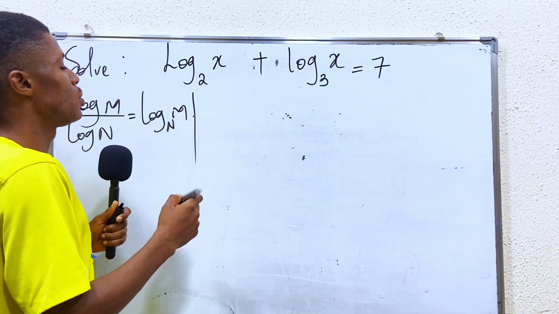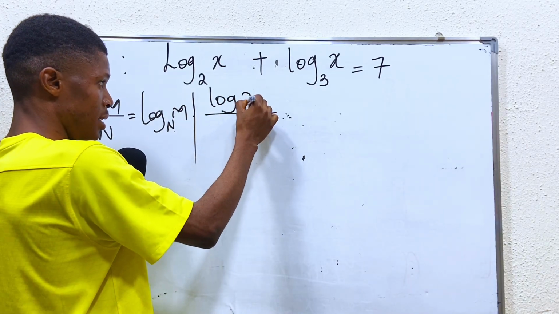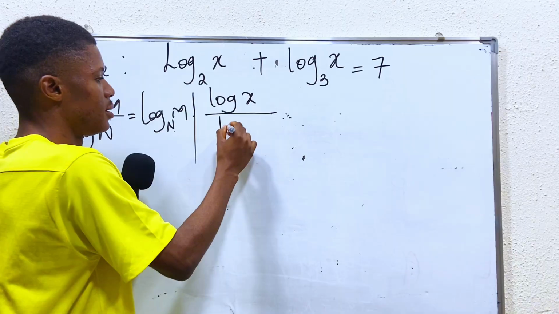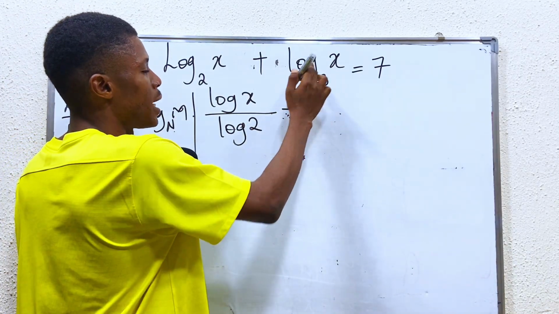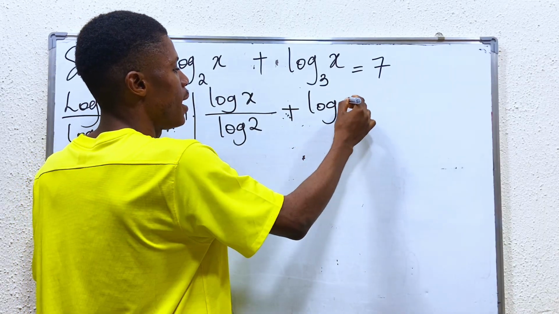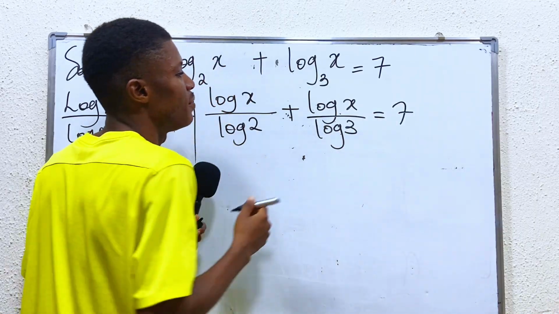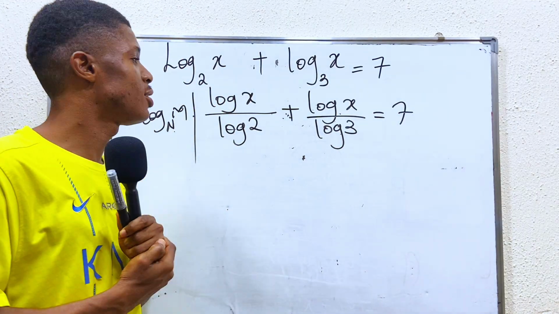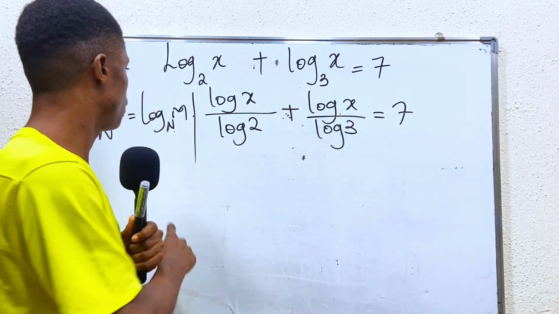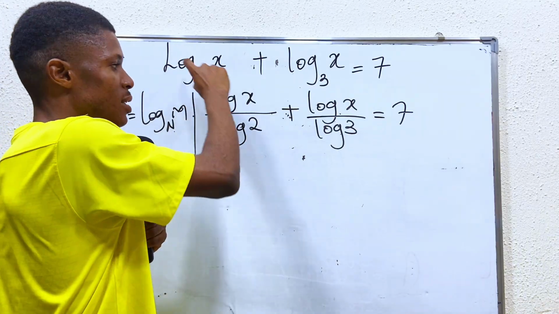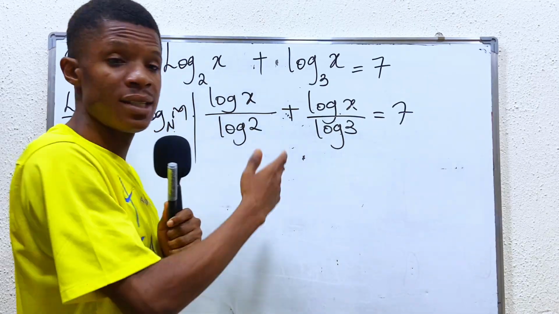Since the base is 2, we will now have log of the number, which is x, over log of the base, log 2. Then plus, we do the same here: log of x over log of 3, and that's equal to 7. We apply this law to express this in this form, and we use the same law to express this in this form.